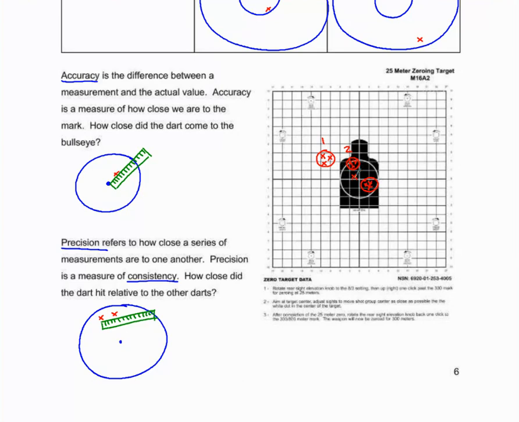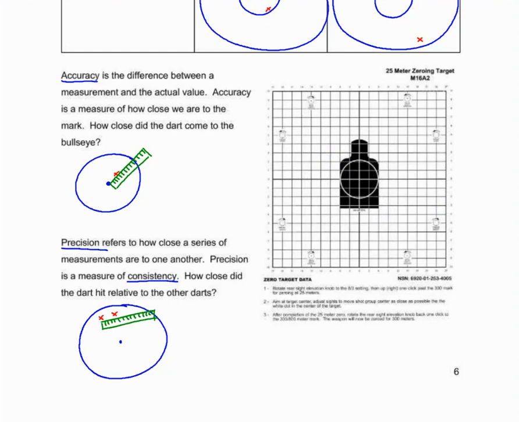And your goal is eventually, actually, this one was pretty good. But your goal is to get all of your hits within this circle or better. And so you want to have a group that is right on the center of this target. So this is precision. And once you get into here, we're talking about accuracy.